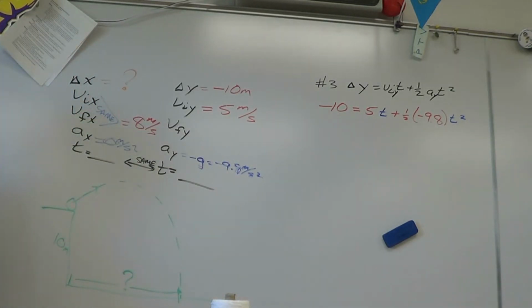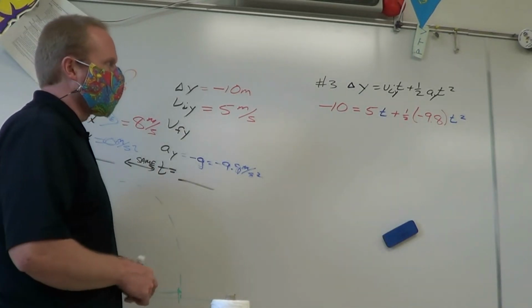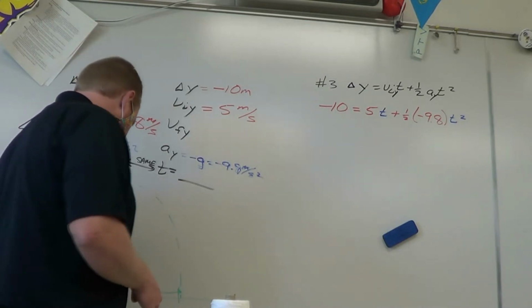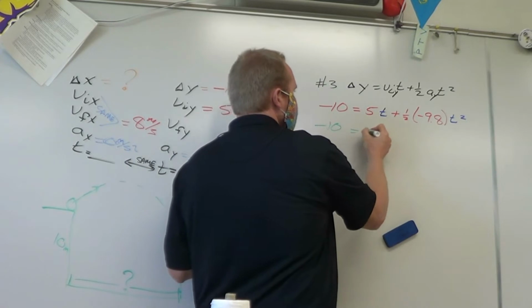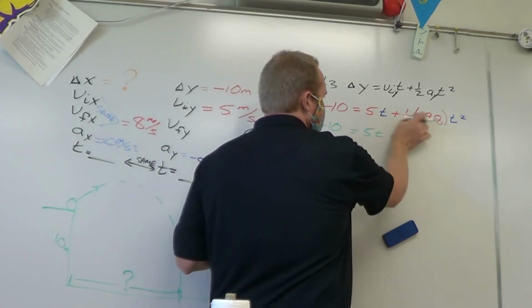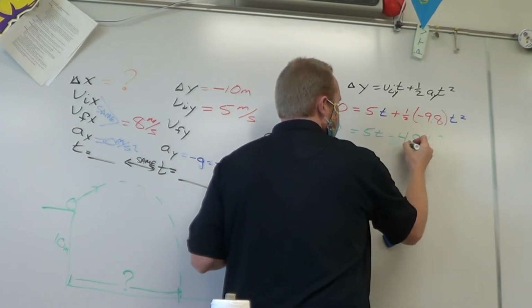And some of you will say, okay, whatever. I just got to plug numbers in the quadratic, no big deal. But other people are like, ugh, I don't like quadratic, I always screw that up. Is there another option? The answer is yes. But if we move forward with a quadratic, we can simplify this a little bit, and this becomes -10 is equal to 5t minus 4.9 t squared.